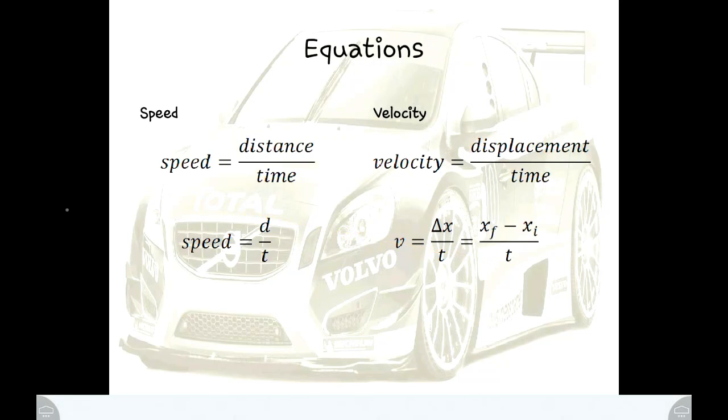Each of these comes with its own set of equations. To figure out speed, it's just the distance divided by time, or d divided by t. Velocity incorporates this vector called displacement and divides it by time. In working form, we have v equals delta x over t, or velocity equals displacement divided by time, or the final position minus the initial position, all over the amount of time it took for the object to change its position.